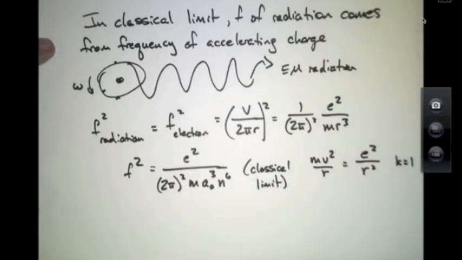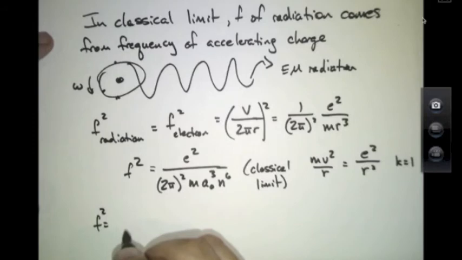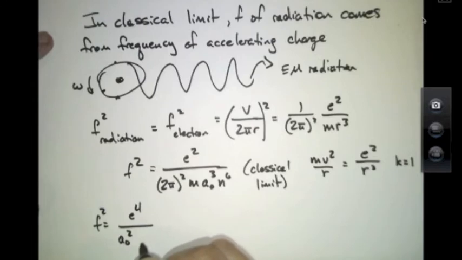Now we're going to set this expression for frequency squared equal to the expression we obtained from the large n limit of the classical formula. This gives us that the frequency squared is e to the 4th a naught squared over h squared n to the 6th. This is the quantum mechanical formula.